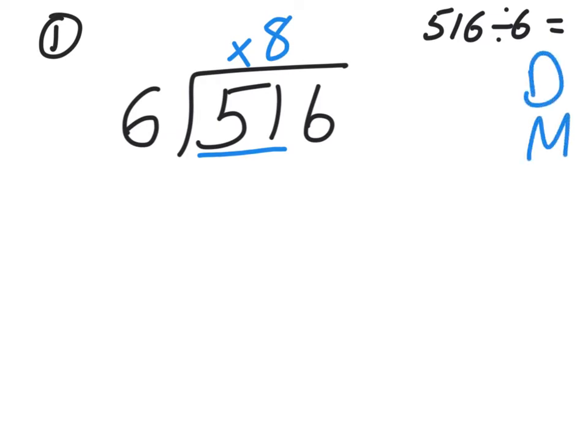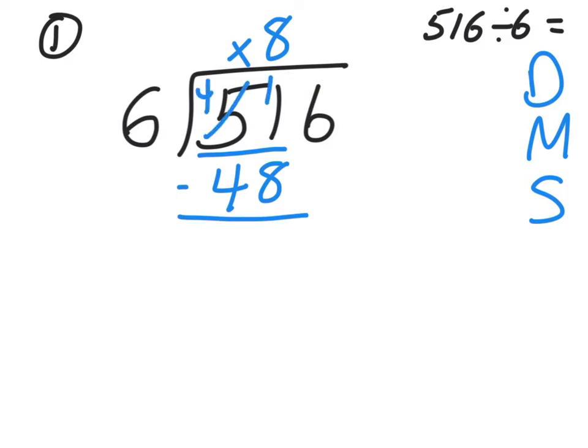Now I'm going to multiply the 8 times 6 that I just put down. 8 times 6 is 48. I write that under that number that I just used. Next step is subtract. I have to borrow here. 5 becomes a 4. 11 minus 8 is 3. 4 minus 4 is 0.